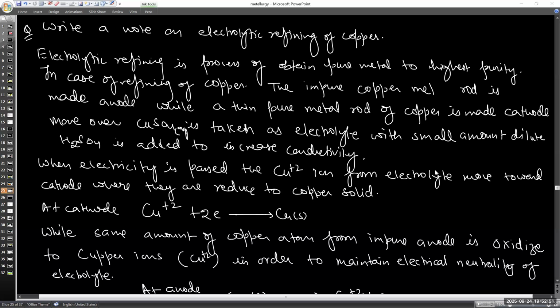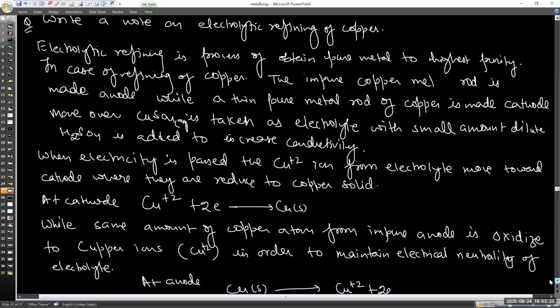When electricity is passed, the Cu2+ ions from electrolyte move towards the cathode where they are reduced. The word reduce is used to indicate that addition of electron is called reduction. While the same amount of copper atoms from the impure anode, means if one copper ion is converted into copper solid at cathode, the same amount of copper atoms comes into the electrolyte by forming copper ions. So the same amount of copper atoms from the impure anode is oxidized. Why oxidized? The word oxidize is used to remove electron. So Cu atom will get converted into Cu2+ at anode in order to maintain the electrical neutrality. When you're done, please let me know.